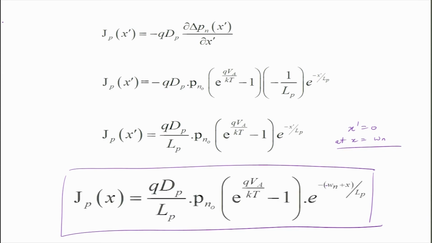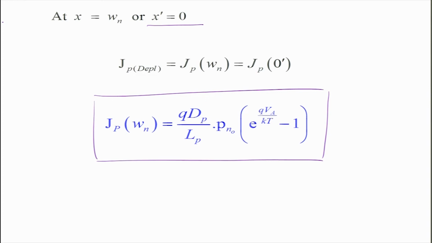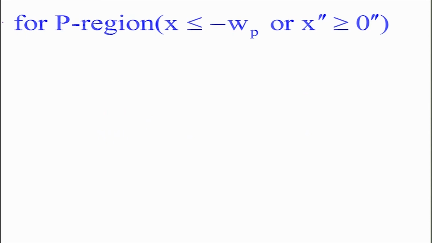So Jp(x) is equal to q Dp by Lp into Pn naught, exponential of qVa by kT minus 1, into exponential of minus (x minus Wn) divided by Lp. So at x prime, x equal to Wn, this factor becomes 1. So at x equal to Wn, we get Jp(Wn) is equal to q Dp by Lp into Pn naught into exponential of qVa by kT minus 1.